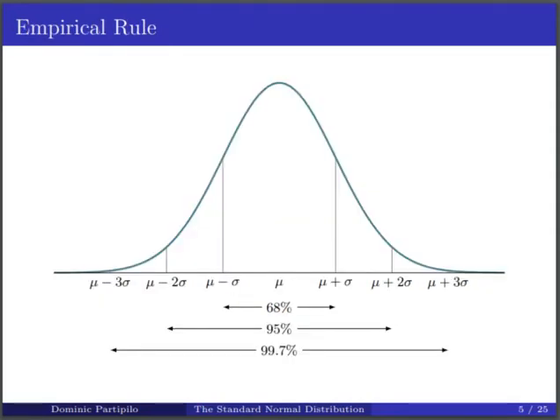Again, this is what the empirical rule looks like. 68% of the observations are within one standard deviation in either direction. 95% of the observations are within 2 standard deviations in either direction. And 99.7% of observations are within 3 standard deviations in either direction.